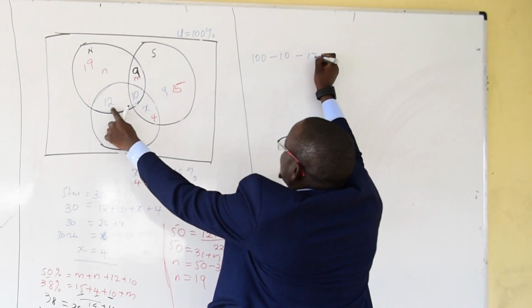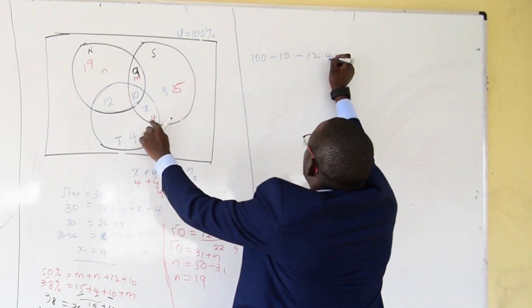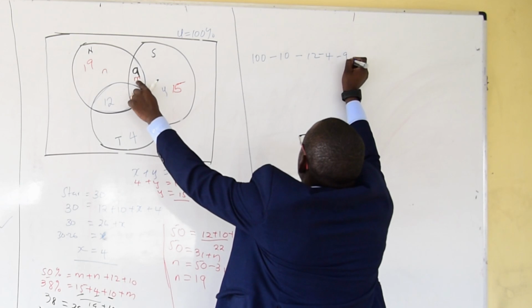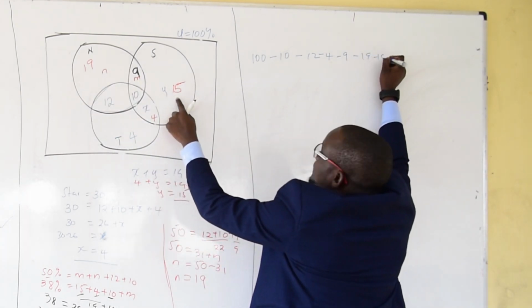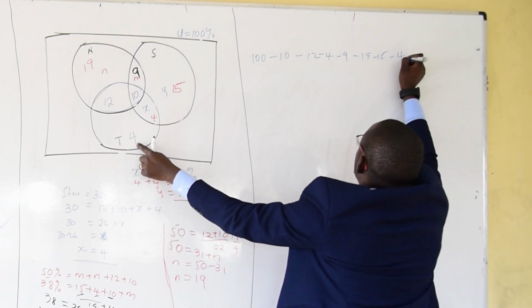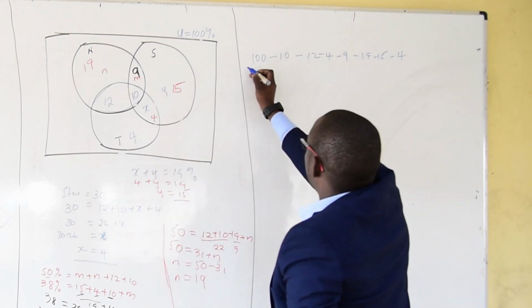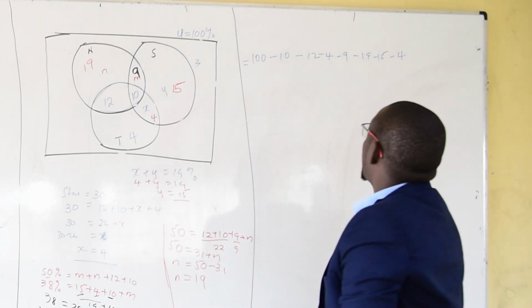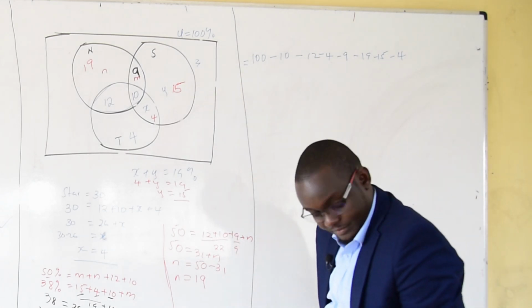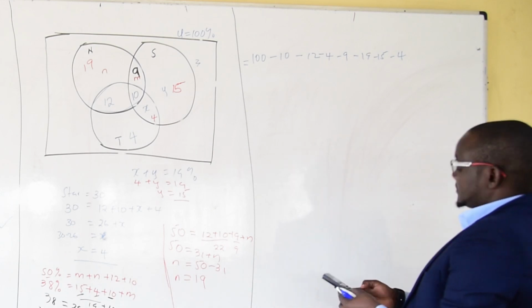I minus the 12. I minus this 4. I minus this 9. I minus this 19. I minus this 15. I minus this 4. So that will give me this area. So we can work out with a calculator that one.